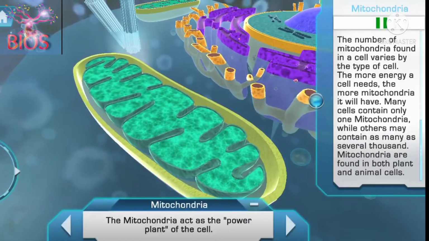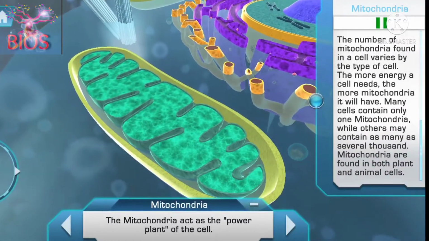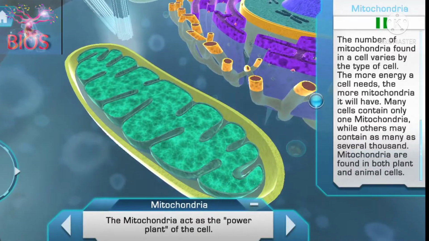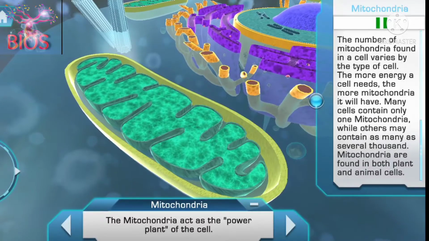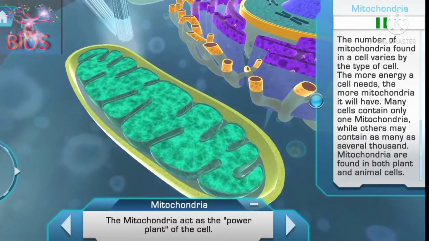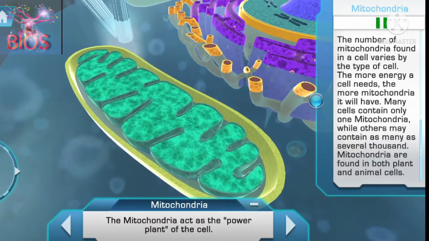The number of mitochondria found in a cell varies by the type of cell. The more energy a cell needs, the more mitochondria it will have. Many cells contain only one mitochondria, while others may contain as many as several thousand. Mitochondria are found in both plant and animal cells.